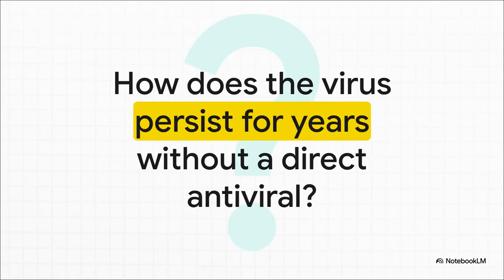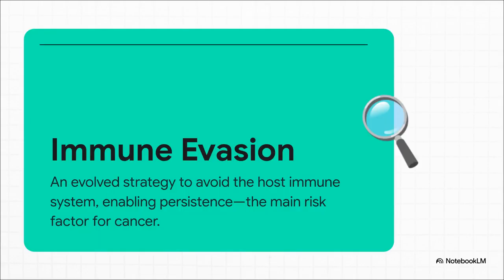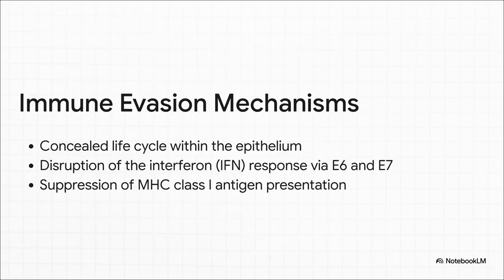Right, so that begs a pretty big question, doesn't it? If we don't have a direct antiviral to get rid of it, how on earth does this virus manage to stick around for years, evading our own immune system? Well, the answer is that this virus is an absolute master of disguise. It has this incredibly effective, highly evolved strategy of immune evasion. It's this ability to hide from and actively manipulate our immune system that allows it to persist for so long. And that persistence, that's the number one risk factor for developing cancer. And it's got a whole bag of tricks to pull this off.